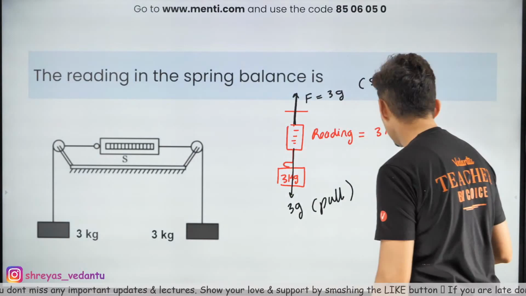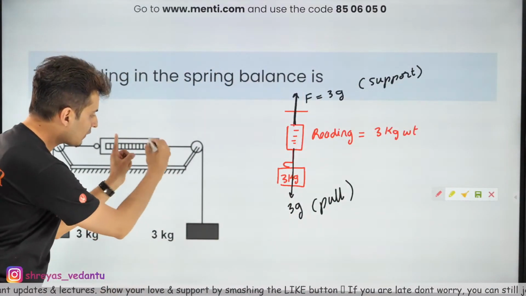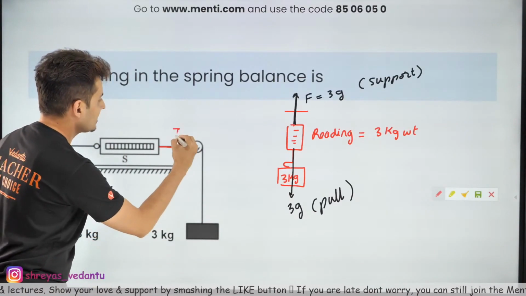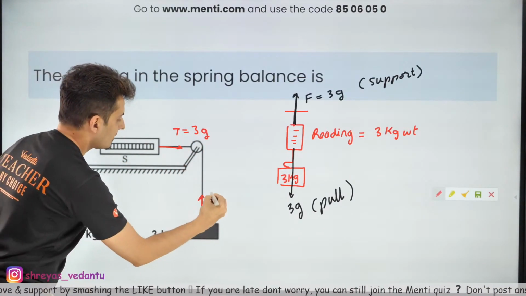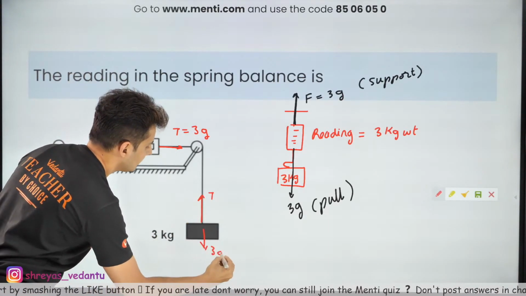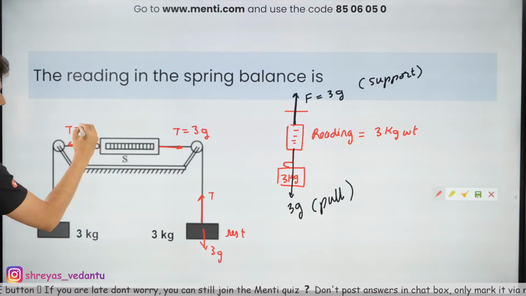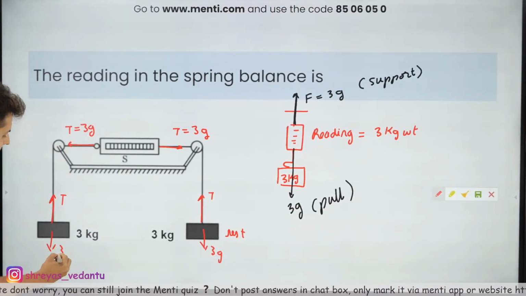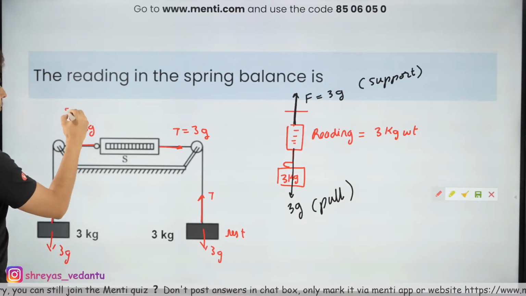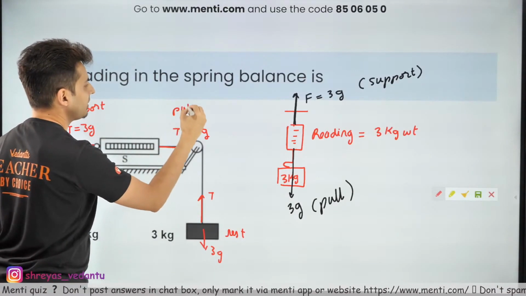Okay. So over here, can you see a very similar thing is happening from this side? This side's tension is nothing but 3g. This is at rest, right? Similarly, this side's tension is also 3g. That means one is a supporting force and the other one is the pulling force.